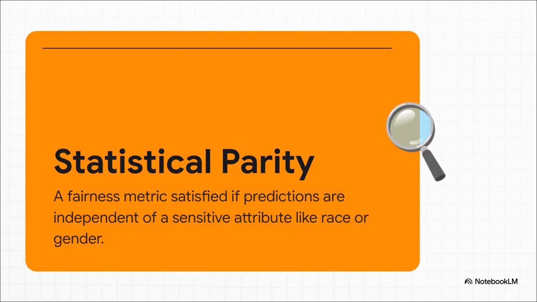A key goal here is to achieve something called statistical parity. Sounds complicated, but the idea is simple. A model's predictions shouldn't depend on sensitive information. For example, the chances of getting a loan approval should be the same whether you're a man or a woman, regardless of your race. The model's decisions should be independent of those factors.